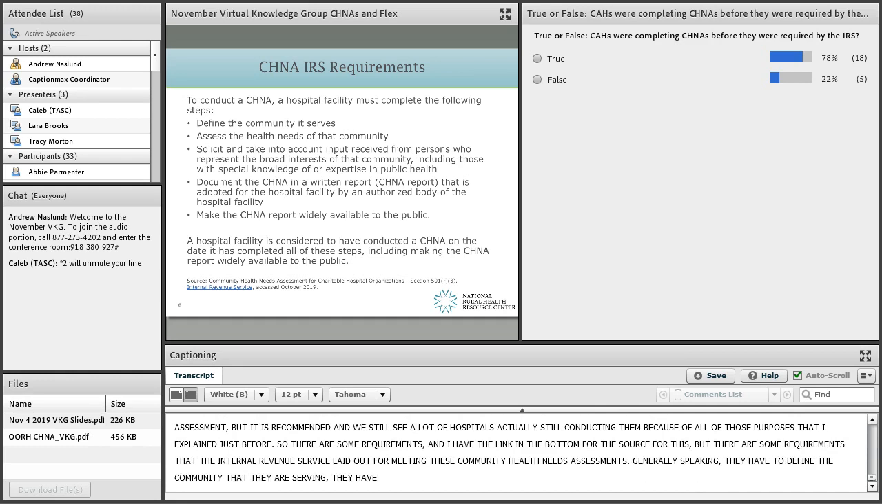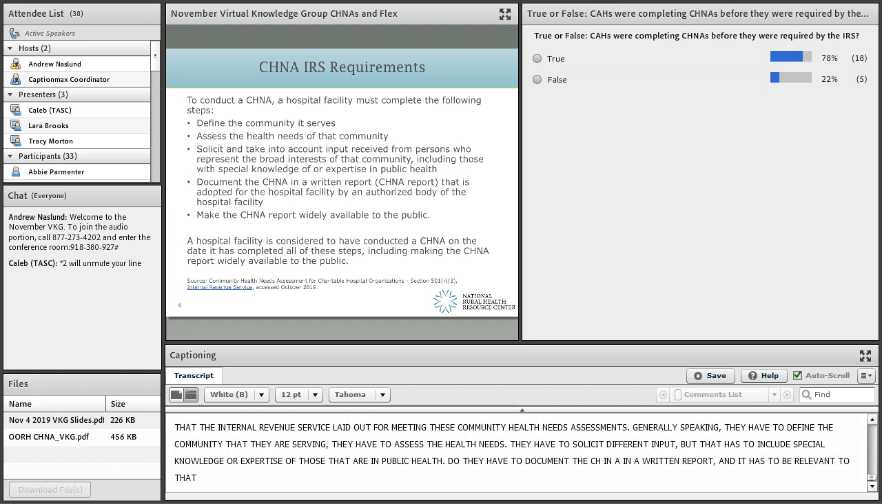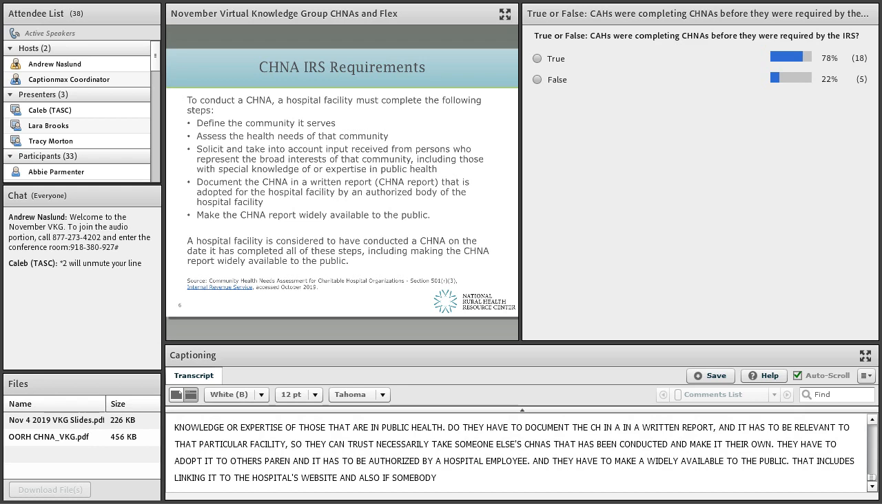There are some requirements, and I have the link at the bottom for the source, that the Internal Revenue Service laid out for meeting these community health needs assessments. Generally speaking, hospitals have to define the community they're serving, assess the health needs, and solicit different input, which has to include special knowledge or expertise of those in public health. They have to document the CHNA in a written report, and it has to be relevant to that particular facility, so they can't just take someone else's CHNA conducted by another organization and make it their own. They have to adopt it to theirs.